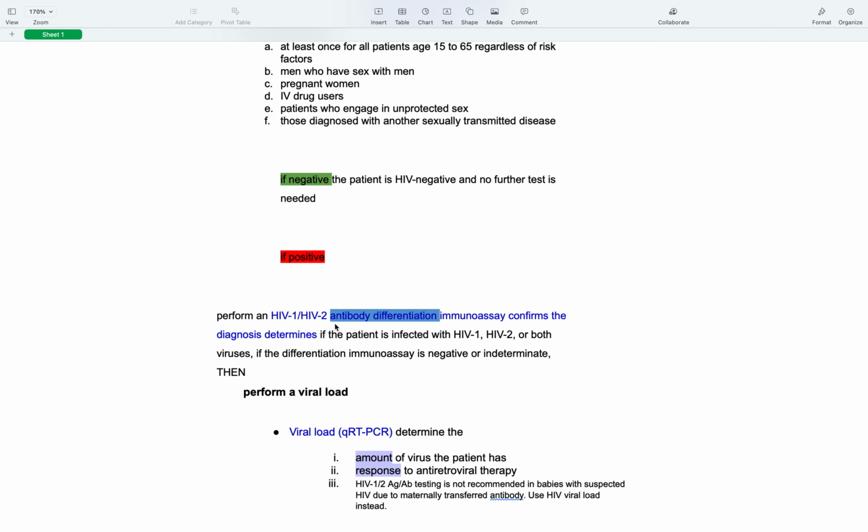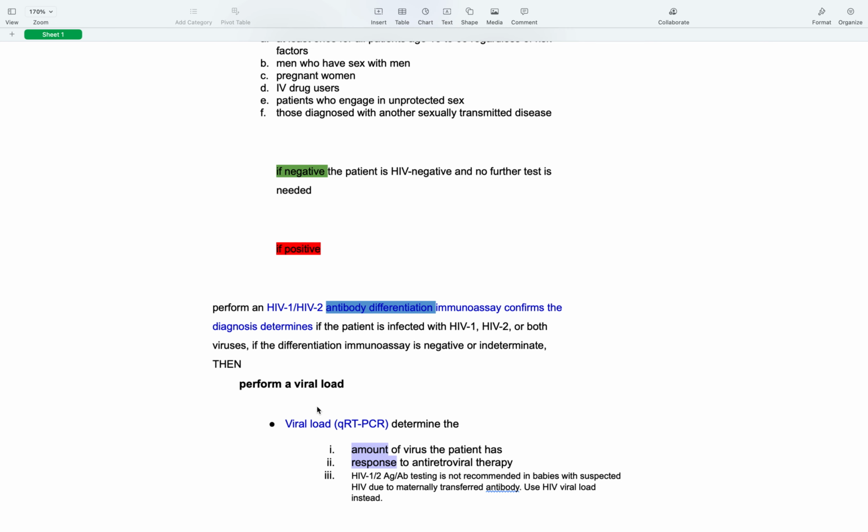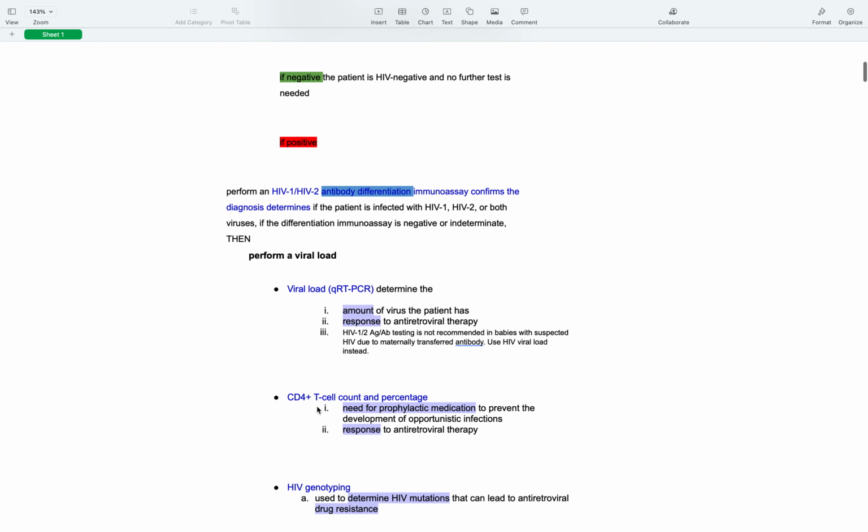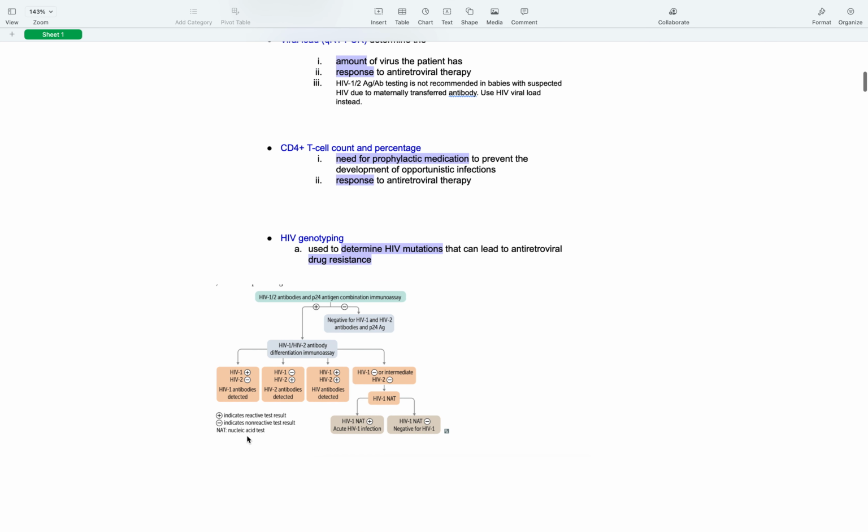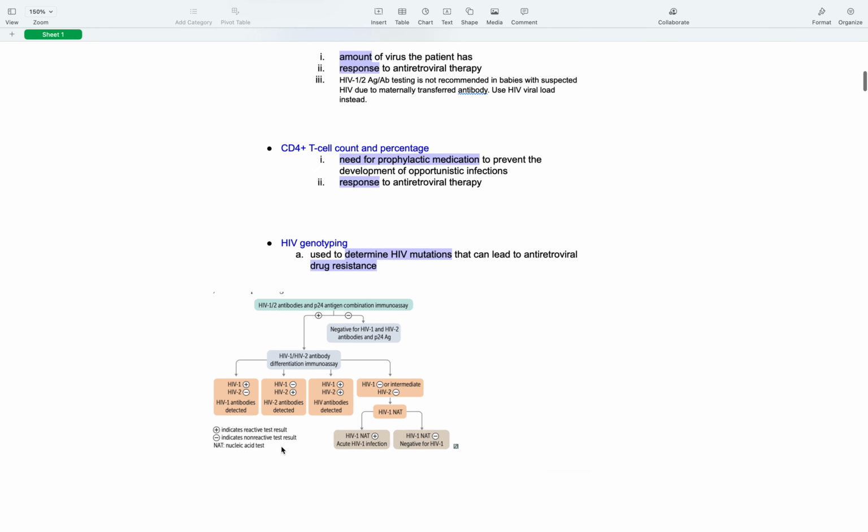That includes HIV 1 and 2 antibody differentiation. So patients might be infected by HIV 1 or HIV 2 or by both. So you want to differentiate between the antibodies, and you do that kind of immunoassay. Or sometimes, if this test is negative, then you may do a viral load, or something called the nucleic acid test. Okay, we will come to it in a while.